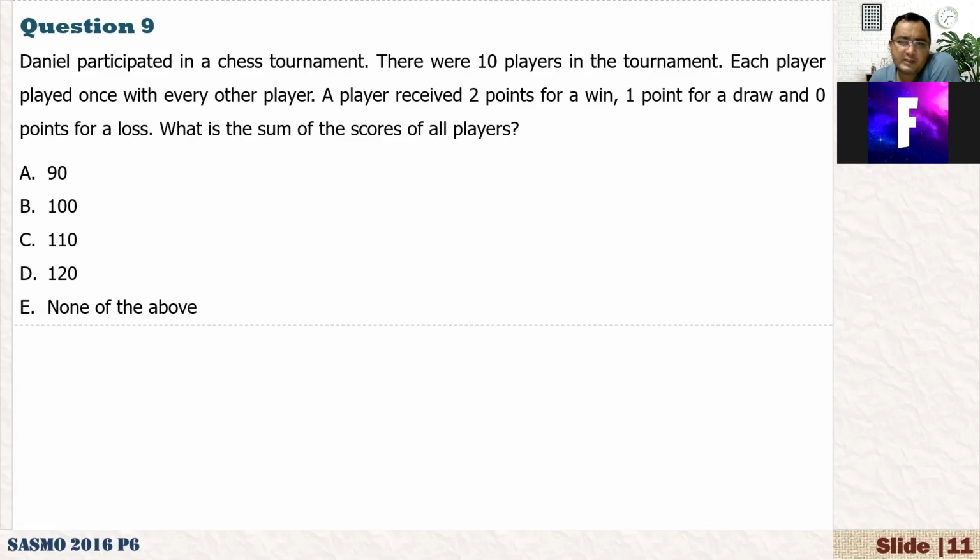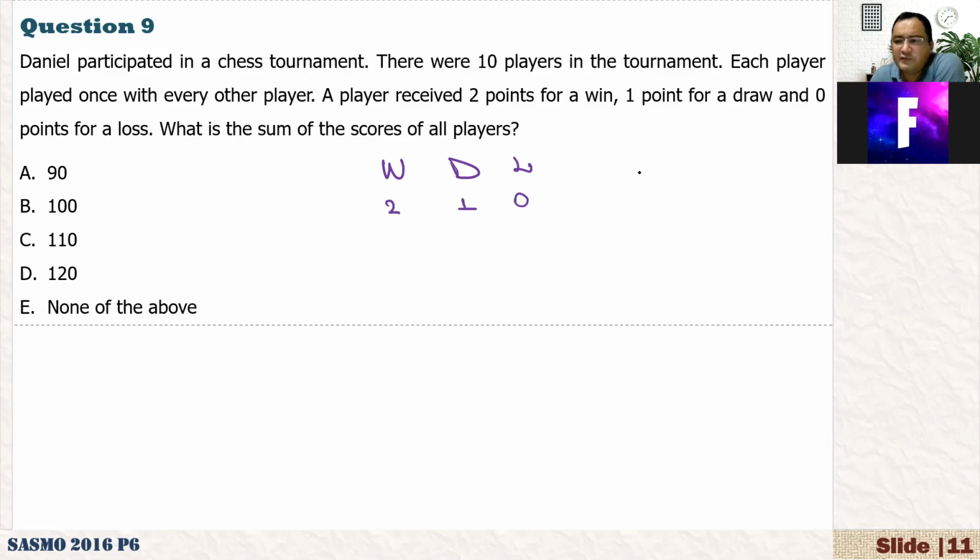There were 10 players in the tournament. Each player played once with every other player. A player received 2 points for a win, 1 point for a draw, and 0 points for a loss. So if you win the game, you get 2 points. If you draw, you get only 1 point. If you lose, you get 0 points, right?